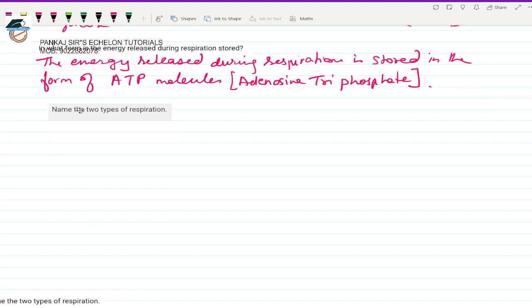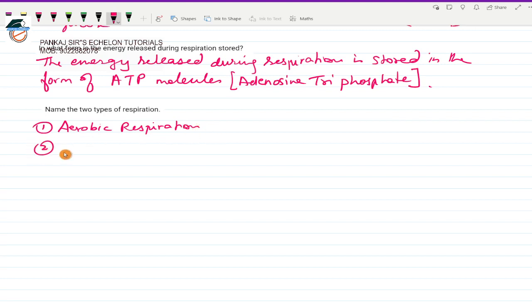Now let us come to this one. Name the 2 types of respiration. Obviously, the 2 types of respiration are aerobic and anaerobic. You should not get mixed up between the 2 types of respiration and the 2 parts of respiration. The 2 steps in which respiration takes place are breathing and cellular respiration. The 2 types are, number one, aerobic respiration, and second is anaerobic respiration. These are the 2 types of respiration.